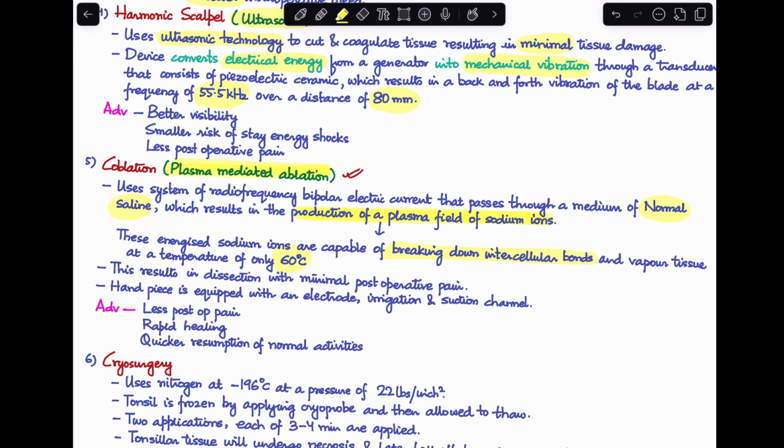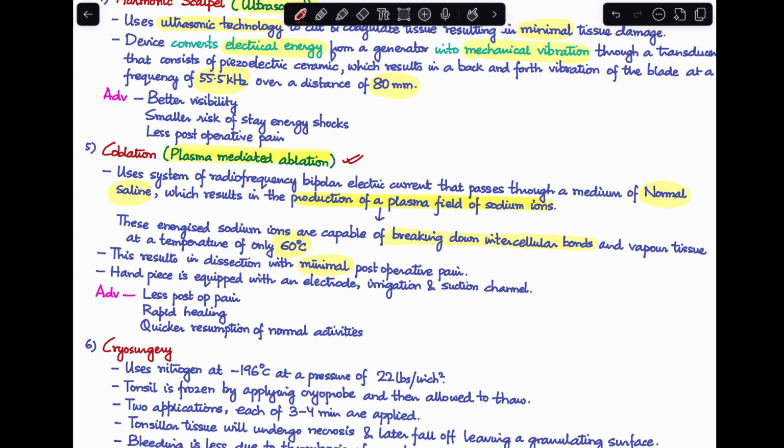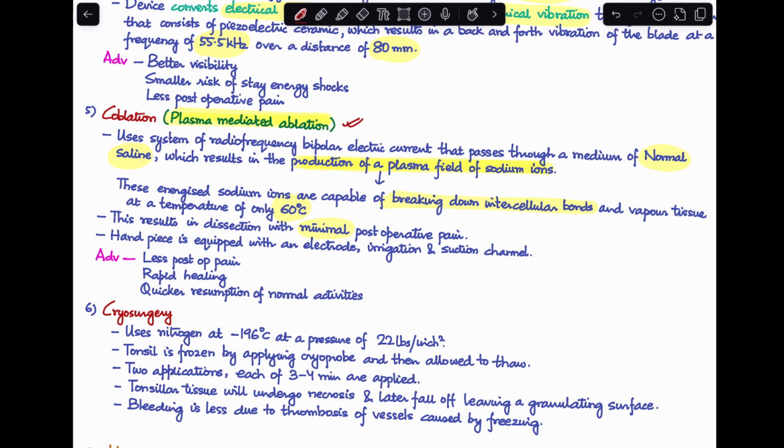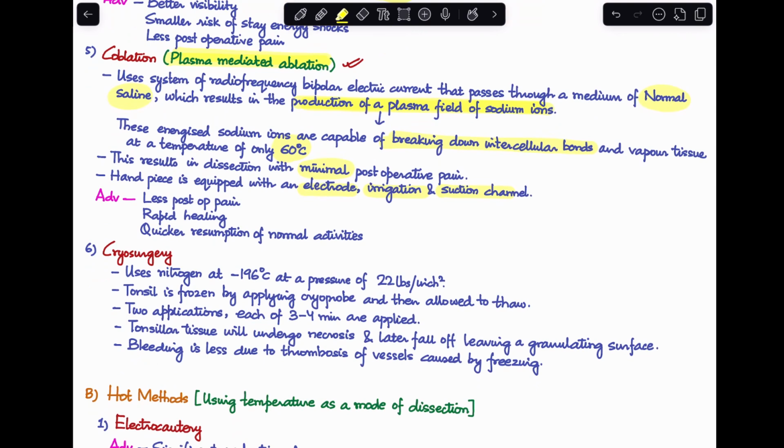As you can see, that is why this is not a hot method. This results in dissection with very minimal post-operative pain, which is why this is a much preferred mode of performing tonsillectomy in today's times. The handpiece that you use, the coblator, is equipped with an electrode, irrigation and a suction channel. The advantages of this technique are that it causes less post-operative pain, there's rapid healing, and quicker resumption of normal activities for the patient. The last cold method is cryosurgery.